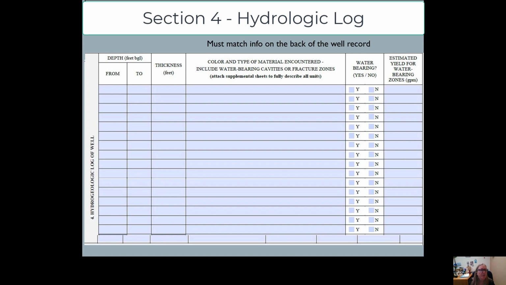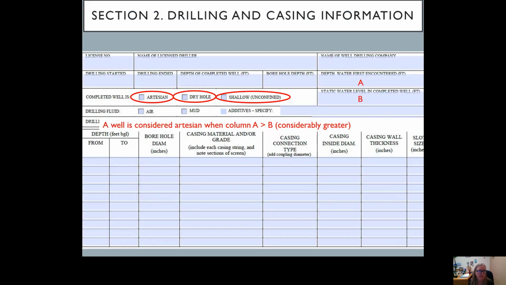And this is where you get into the hydrogeologic log of where you have drilled through, and this will be where you put the feet, how many feet that you've drilled through, and the color and type of material, and whether or not the strata was water bearing, and then the estimated yield for the water bearing zones. And this info must match the information on the back of the well record we get from the front of the well record. We look at whether or not the screening is in the water bearing zone.